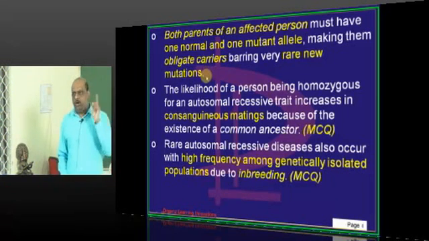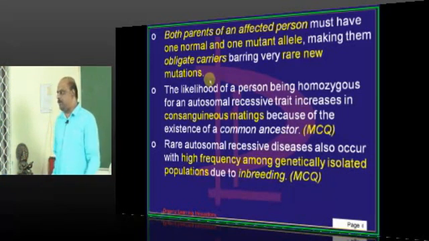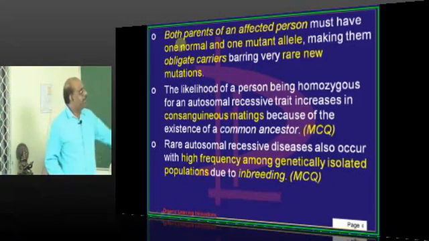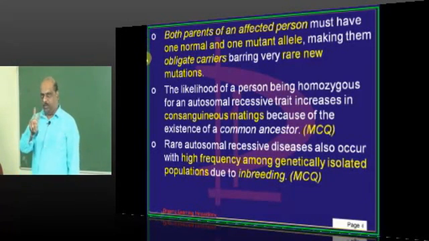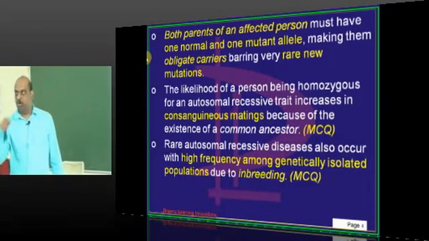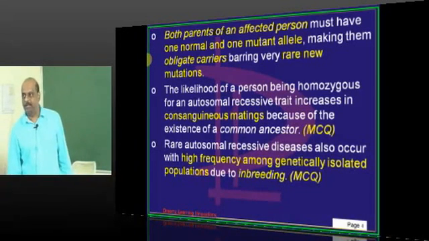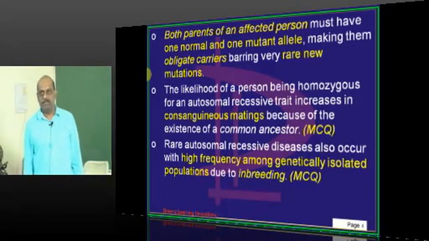For anybody to show phenotypically the expression of an autosomal recessive disorder, an important criterion is that both the parents must be obligate carriers. One abnormal allele from one parent, and the other also should contain at least one abnormal allele out of the 2 alleles of a given gene. Then only the baby will have a homozygous state for that autosomal recessive gene. Then only the disease gets expressed.